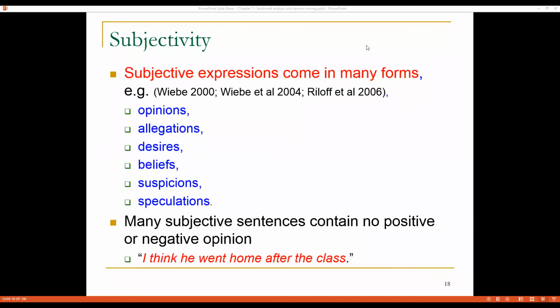So subjective expressions come in many forms. There are examples: allegations, desires, beliefs, suspicions, speculations. Many subjective sentences also don't have to contain an opinion, positive or negative. The example they give here is, I think he went home after the class.